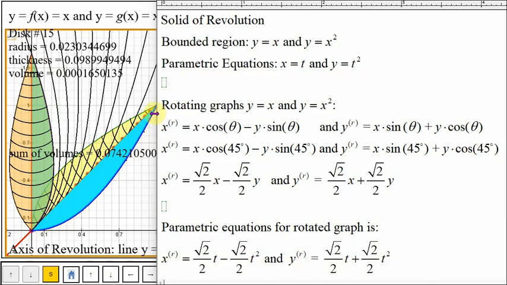So the parametric equations for the original graph are x equal to t, y equal to t squared. The parametric equations for the rotated graph, for this graph here, are x equal to the square root of 2 over 2 times t minus the square root of 2 over 2 times t squared, and y equal to the square root of 2 over 2 times t plus the square root of 2 over 2 times t squared. But now what we need is, instead of the parametric equations, the corresponding rectangular equation for this graph.